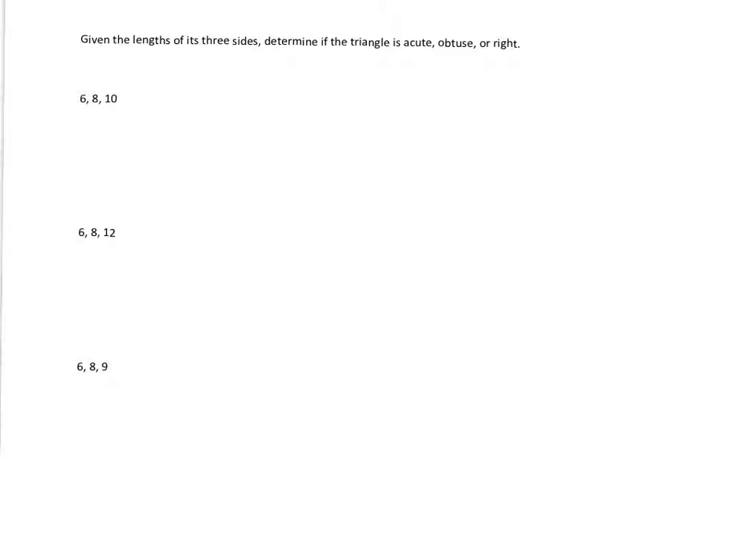Alright, in this video we're going to see how just from the sides of a triangle you can figure out if it's going to be acute, obtuse, or right. So let's look at this first one. We have 6, 8, and 10. What you want to do is identify the longest side and put that on the side. And we're going to say, okay, 6, 8, and 10, so what does that triangle look like?